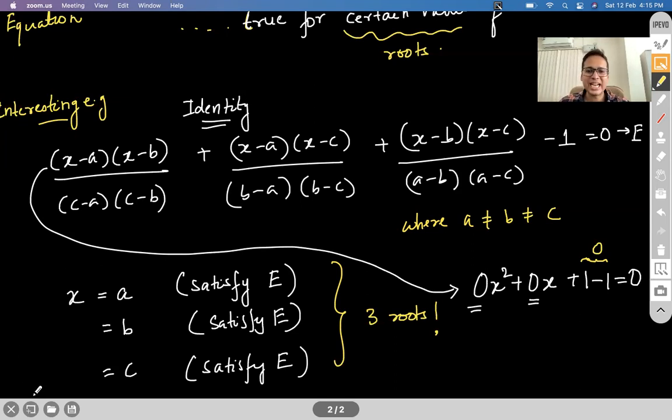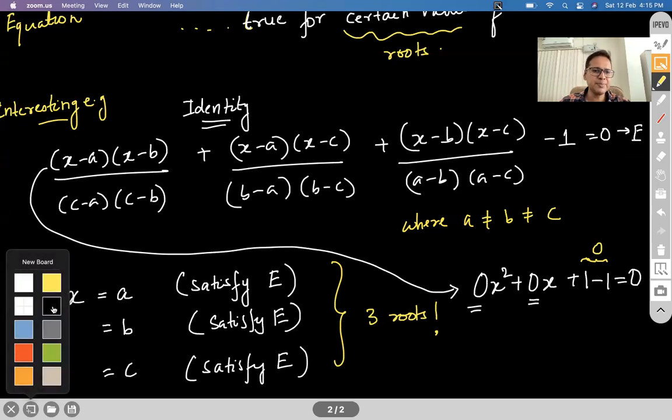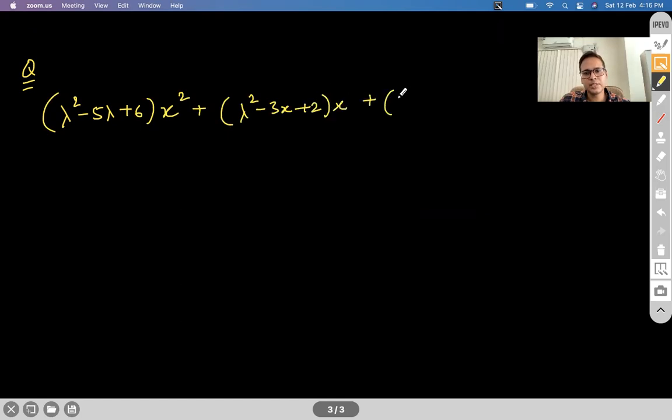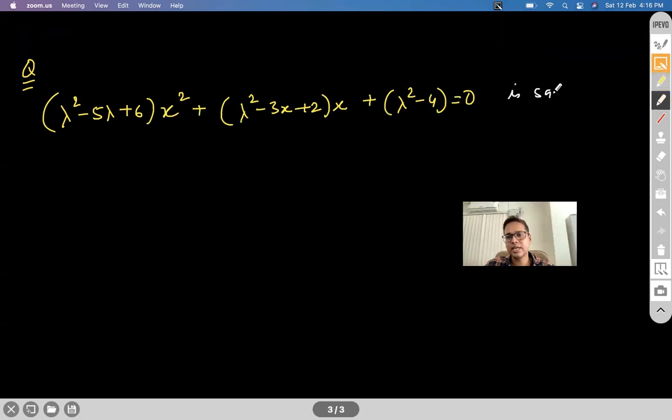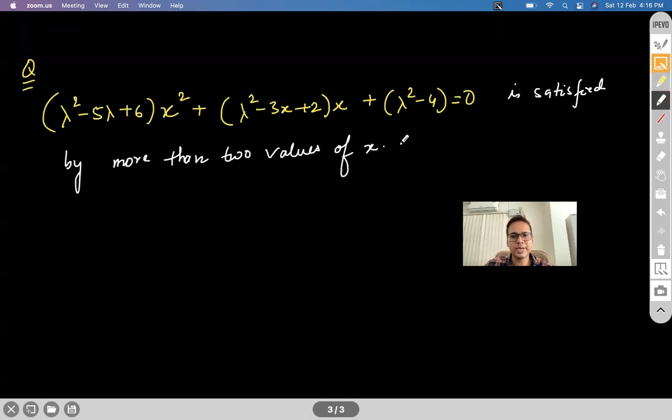A question based on the identity to crack. Okay, let me give you a simple question. The question is: this particular equation has, or is satisfied by, more than two values of x. Find the value or values of lambda.